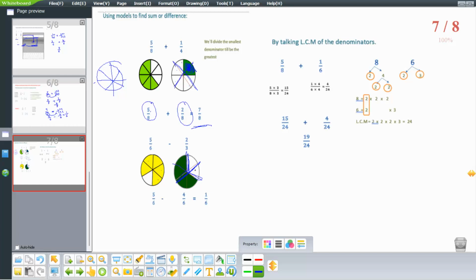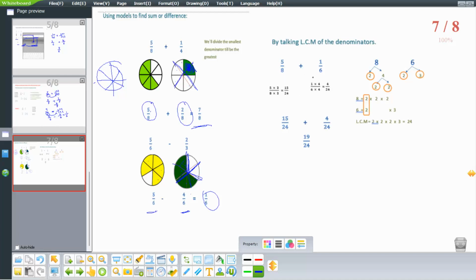Okay, so 2 over 3, this part here, how many over 6 does it mean? Let's see, 1 2 3 4. It means 4 over 6. And here 5 over 6, so 5 over 6 minus 4 over 6 equals 1 over 6.